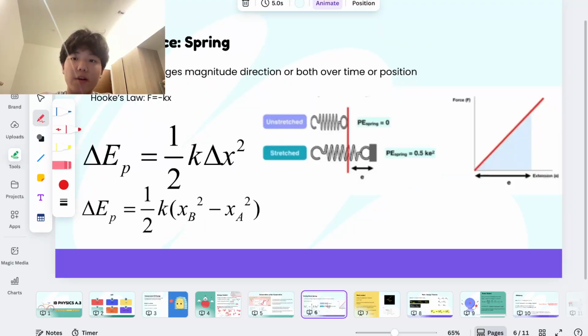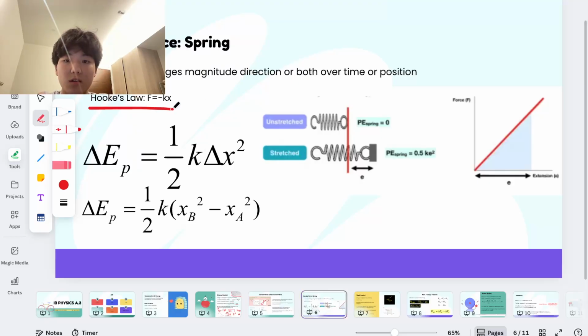So a varying force is a force that changes magnitude, direction, or both over time or position. An example of this is a spring. Depending on how far you pull it back, the position, your magnitude changes, because the further you pull it back, the stronger potential energy it has.